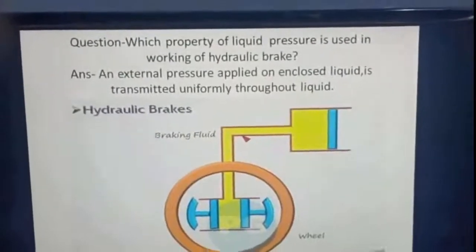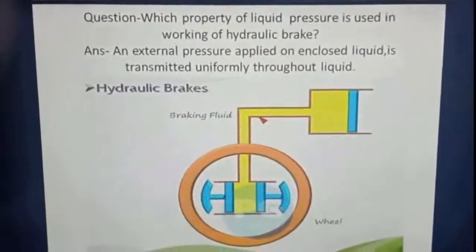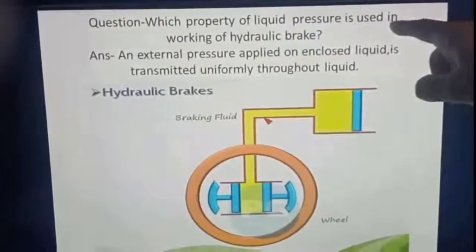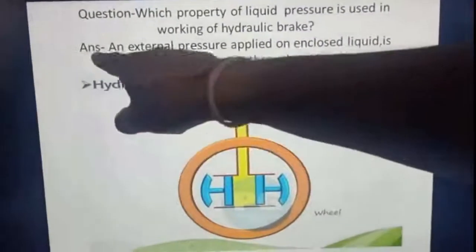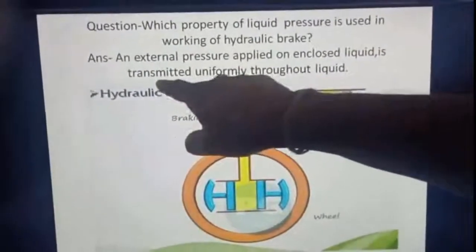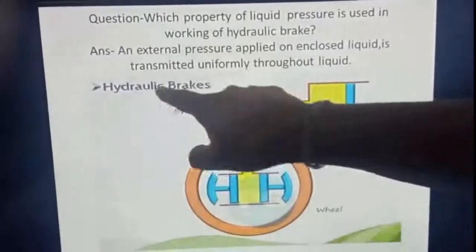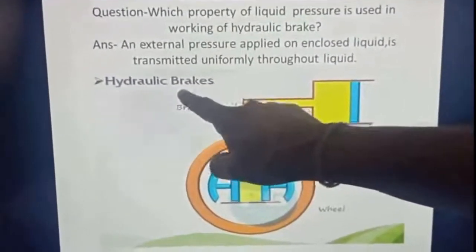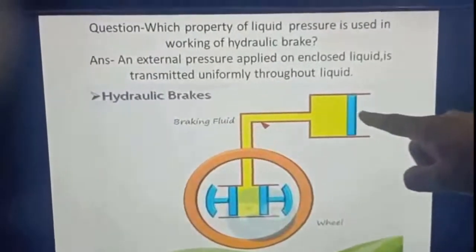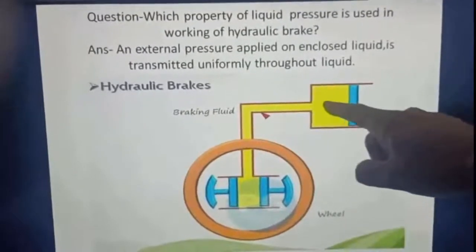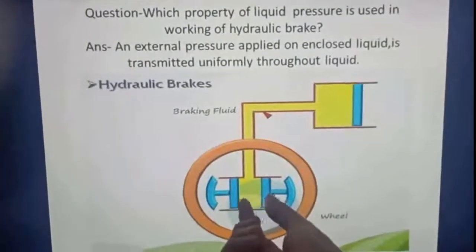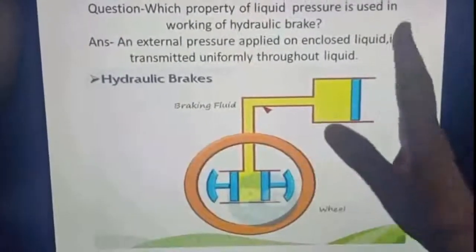After discussing the topic liquid pressure, we are going to discuss questions related to the topic. Question: which property of liquid pressure is used in the working of a hydraulic brake? Answer: an external pressure applied on an enclosed liquid is transmitted uniformly throughout the liquid. In the hydraulic brake, the fluid used is braking fluid. When we press the brake, the pressure is transmitted uniformly through the braking fluid, which helps in gripping the wheel and stopping the vehicle.